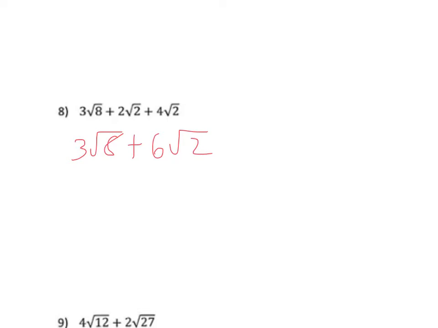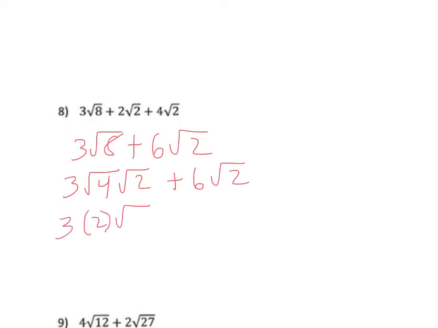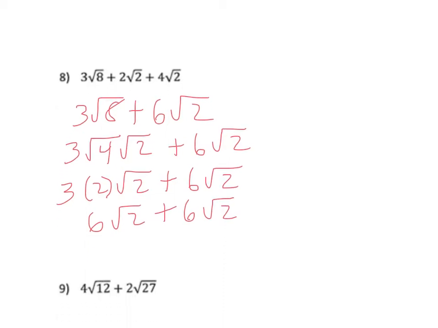Now here, we always have to simplify. So let's take a look at that radical 8. We know that radical 8 breaks into a radical 4 and a radical 2. Now this radical 4 is just 2. And now we see 3 times 2 is 6 radical 2 plus a 6 radical 2. Now we have like terms, so we can now add those radicals. So we get 12 radical 2. Remember, when we're adding radicals, we're not changing the radical.